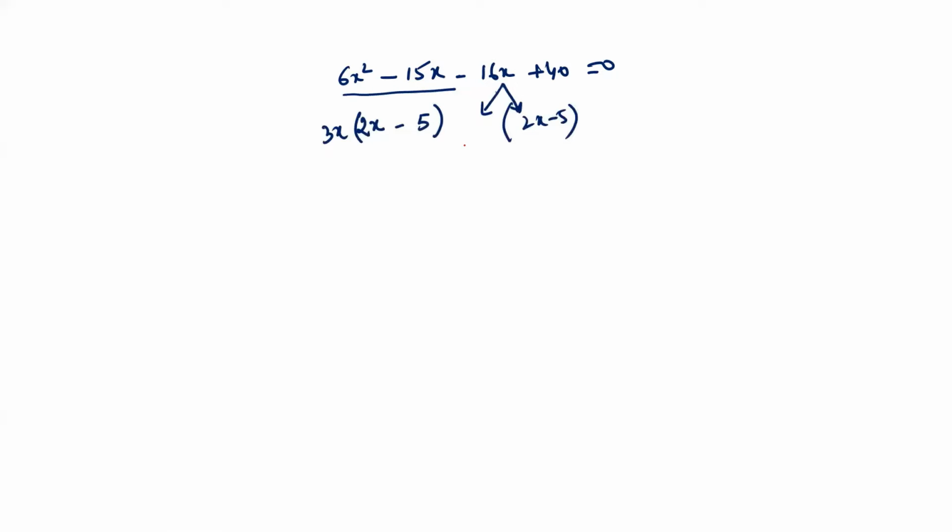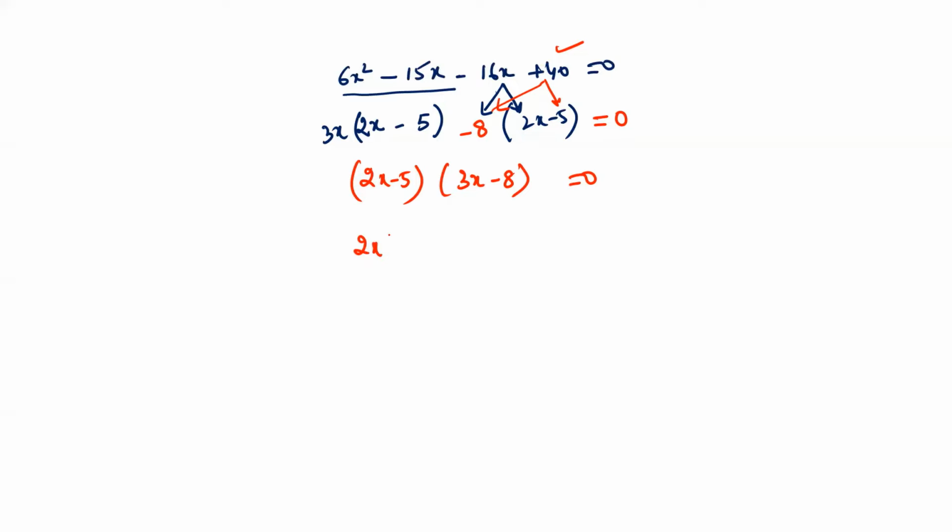Minus 8. Minus 8, yes. Just see whether you're getting the same term. The fourth term is also minus 8 into minus 5 will give us plus 40. Yes, correct. This is also equal to 0. Then 3x minus 8.